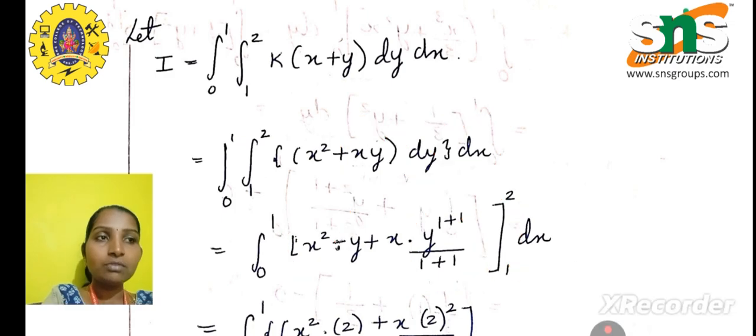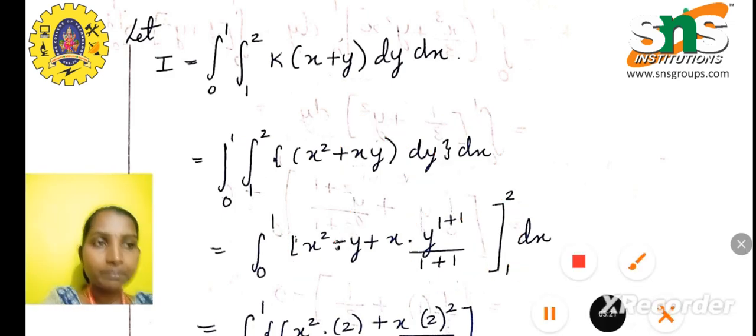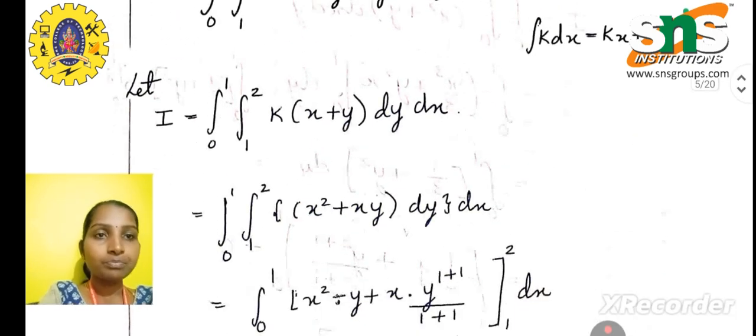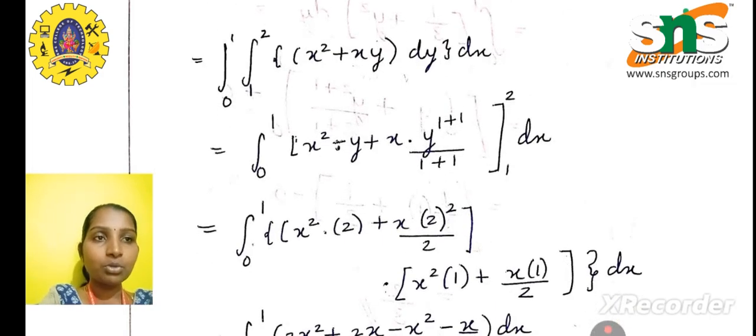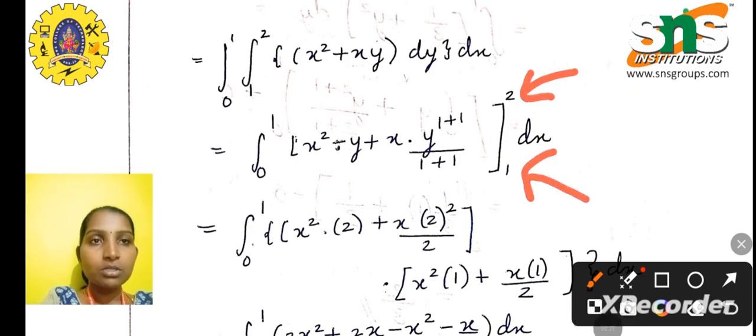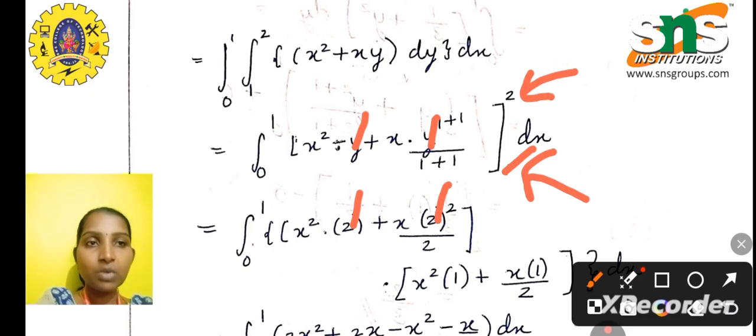This is for the first integral. Now this is x squared into y for the first term, and x into y to the power 2 by 2 for the second term. Moving on to the next step, we will implement the upper limit and the lower limit. What is your upper limit? 2. What is your lower limit? 1. So the upper limit we apply only for y, all the y's here, so we have 2 and 2 here. And the lower limit we apply for y, giving 1 for all the y's here.